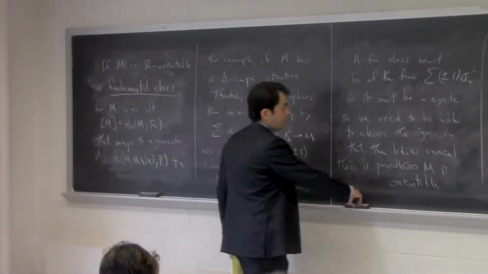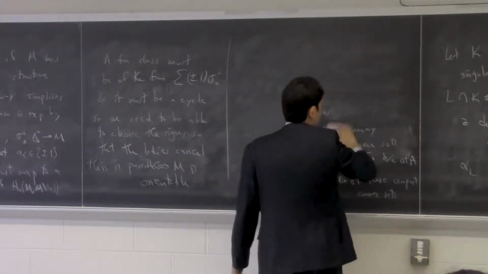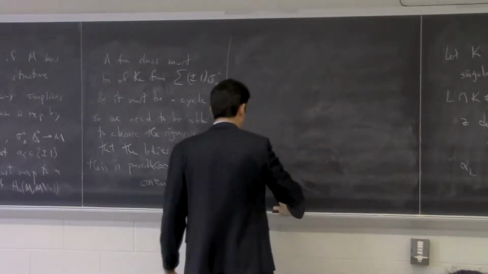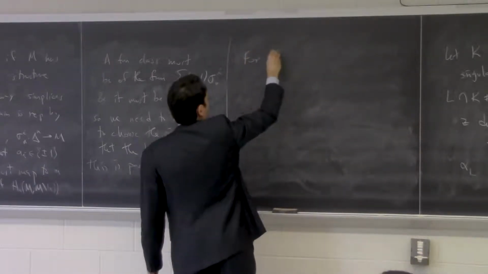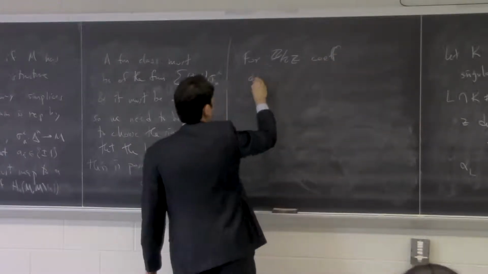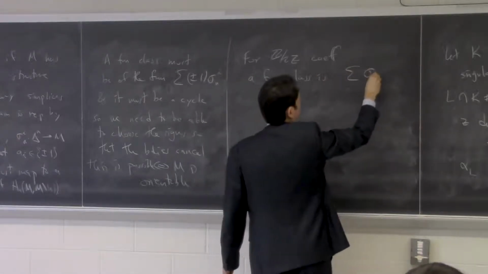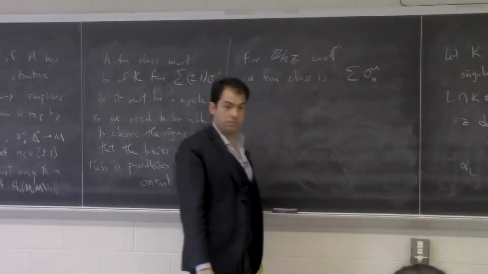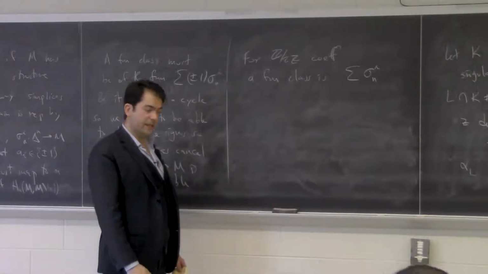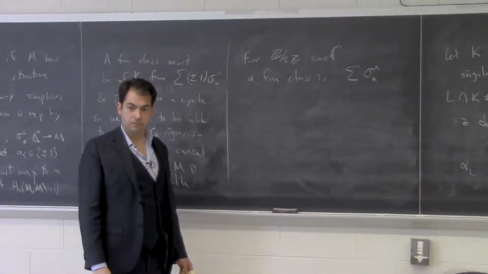Of course, if you choose Z mod 2 coefficients, then you don't have to worry about the signs, right? So for Z mod 2 coefficients, a fundamental class is just a sum of all of the n-simplices in the delta complex structure. Will that always be in the kernel of the boundary? Yes.